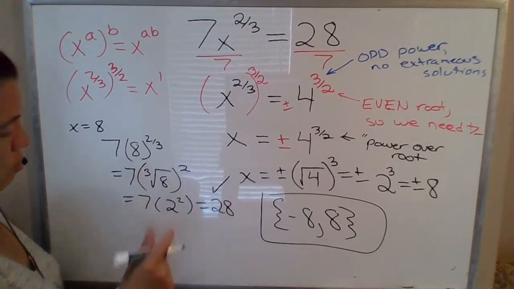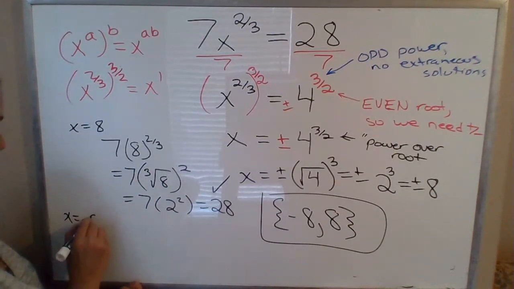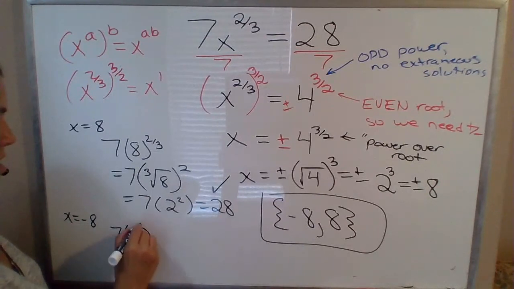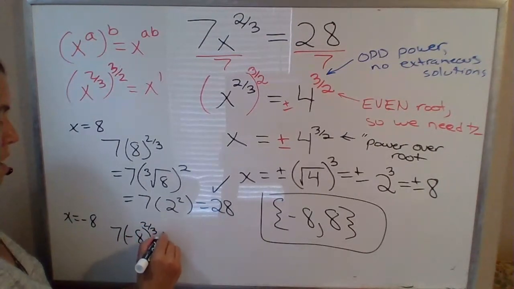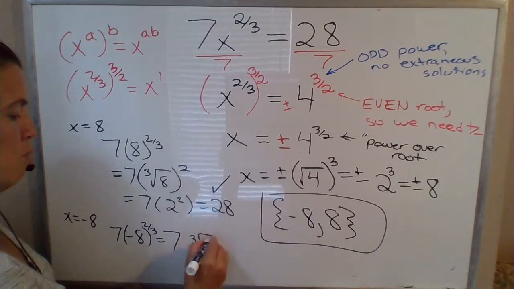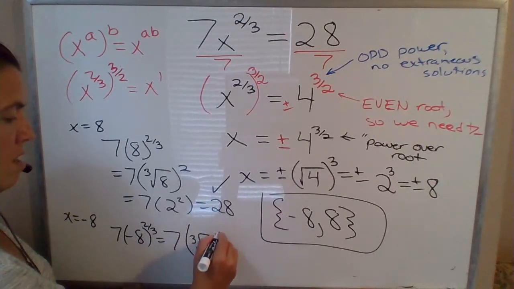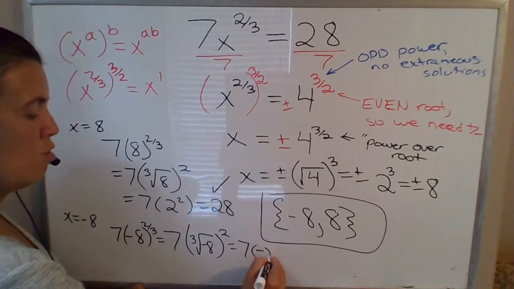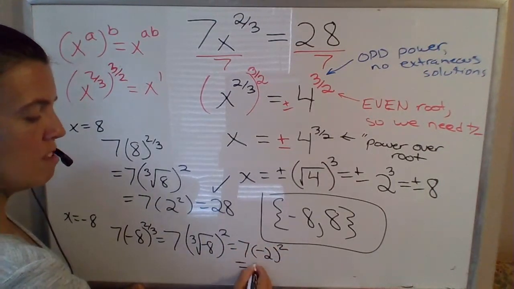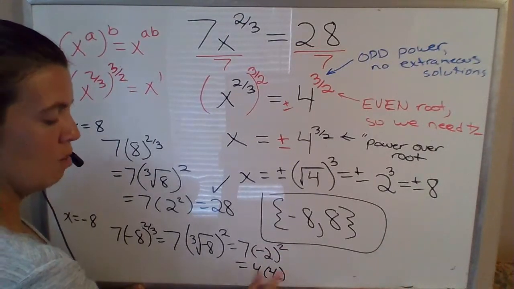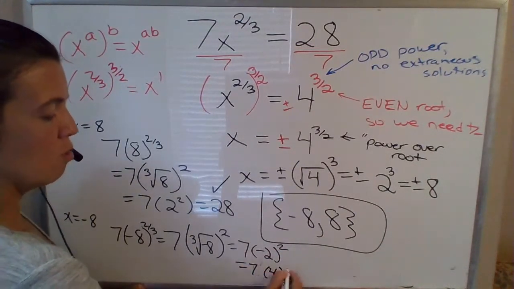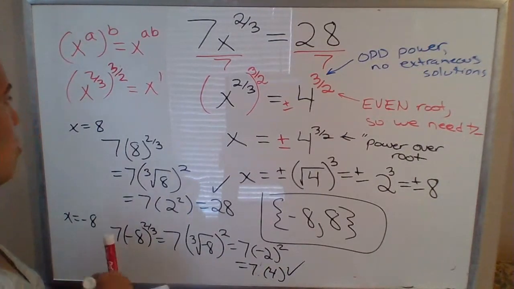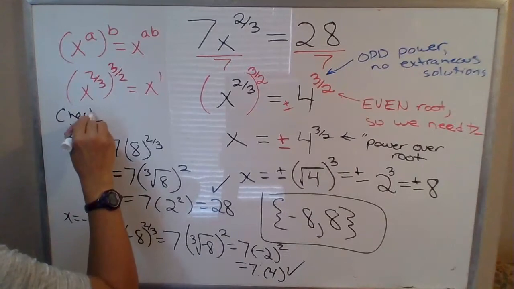If x was equal to -8, we would have 7 times -8 to the 2/3 power. That's 7 times the cube root of -8 squared. And that's 7 times -2 squared, which would still be 7 times 4. So we still get 28. So we're in good shape on that one too. So you don't have to check your answers with these.